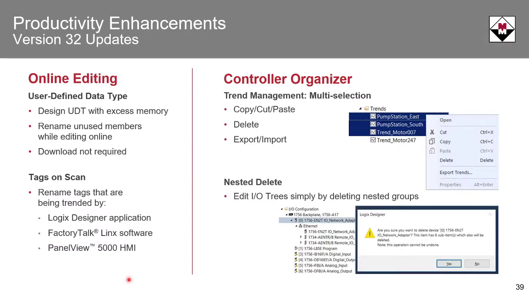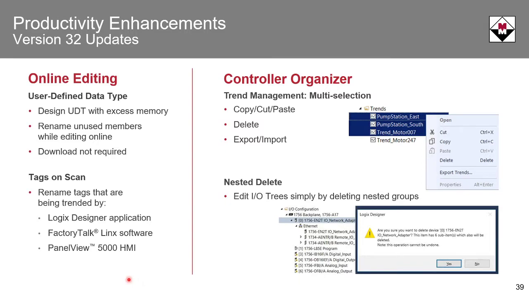With version 32, for those of you familiar with user-defined data types, you know that if you create a data type and you download and you realize, oh, I really needed to add a few more tag members to that data type, you actually have to go offline, update your user-defined data type, and download. With version 32, what you can do now is create a user-defined data type with extra memory, extra members. So add a couple extra real members, integer members, bool members, and just name them something generic. And you can rename those unused members while editing online. You don't have to do a full download.